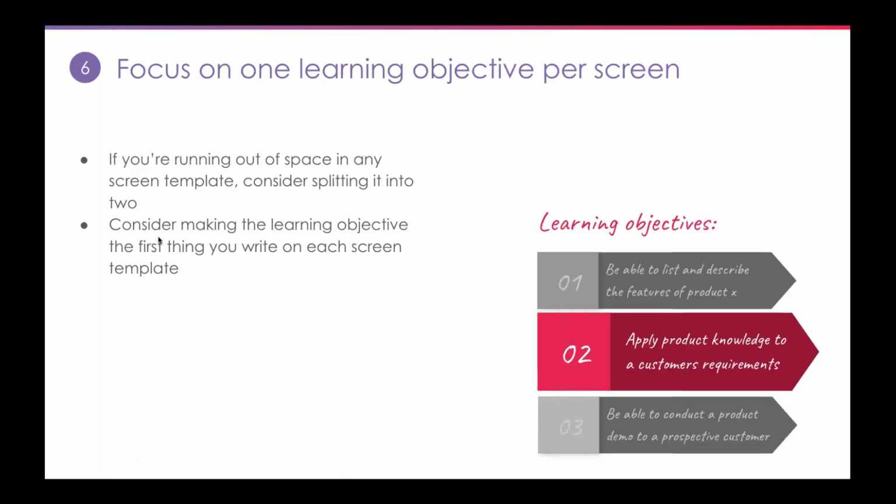And focus on one learning objective per screen. So as much a point about creating courses in general as creating a storyboard specifically, it's best practice to focus on a single objective per screen. A storyboard can help you with this focus. So if you're running out of space in any screen template, you may want to consider splitting it into two. But as we've said in previous webinars, don't just throw all the text from a PowerPoint slide into a single screen in an e-learning course. And another useful way to work might be to make the learning objective the first thing you write on each screen template.